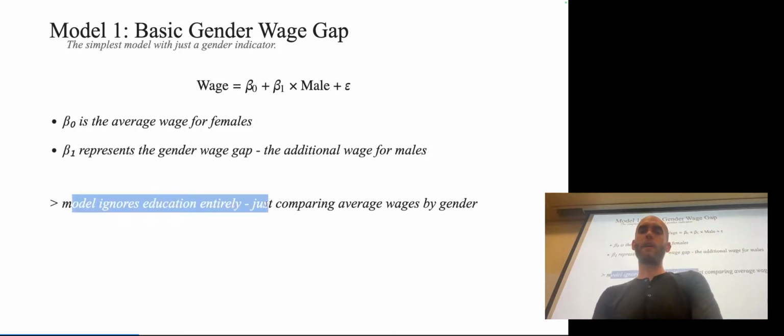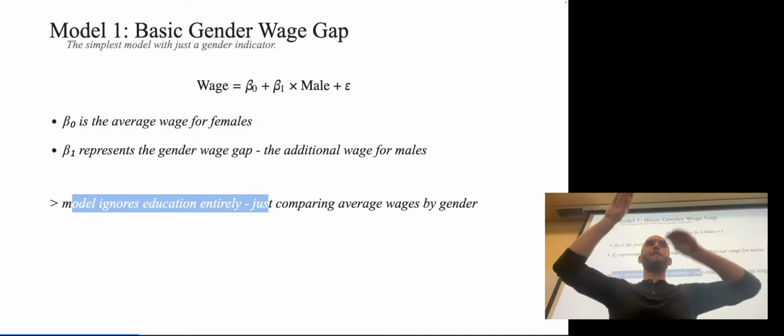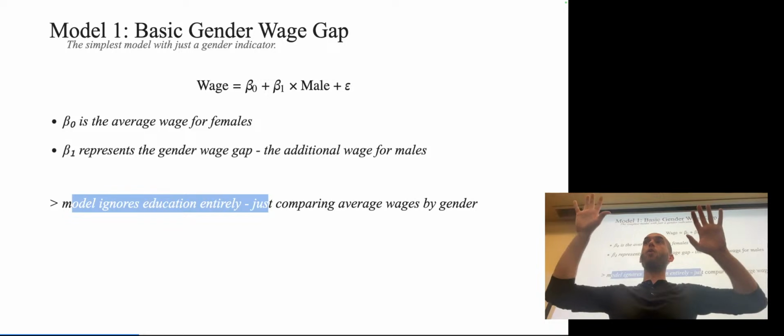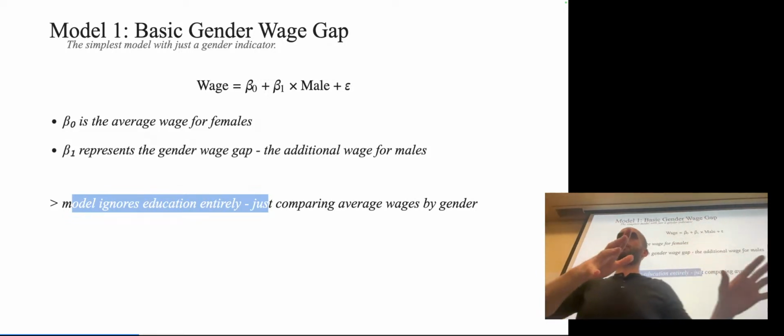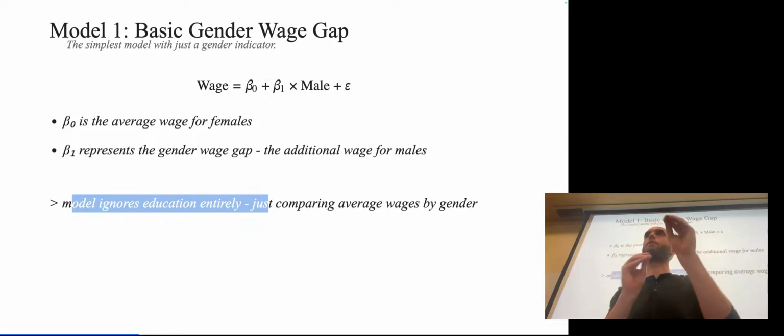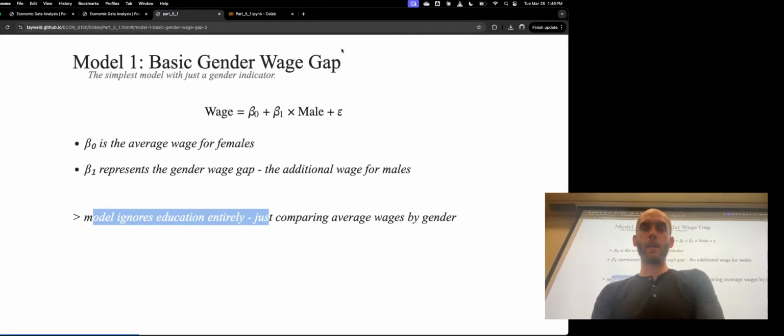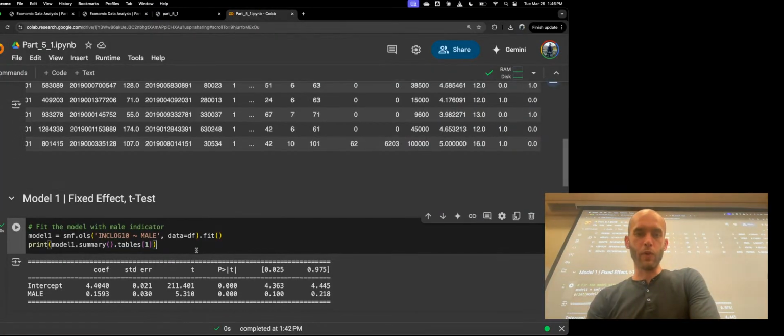But the problem here is we just went through this whole thing talking about the returns to education. And what we've done by just looking at the actual difference between the two groups is ignore all the possibility of differences in education leading to this result. So what we're going to do next is actually control for education. But I want to show you another thing before we do that.